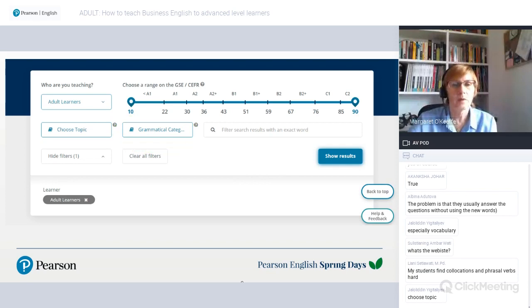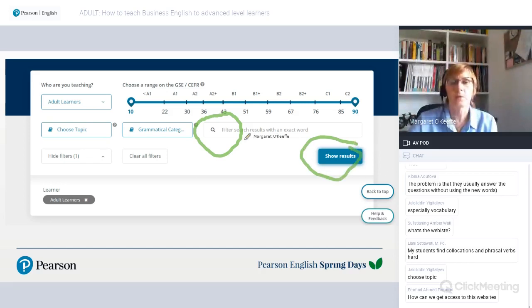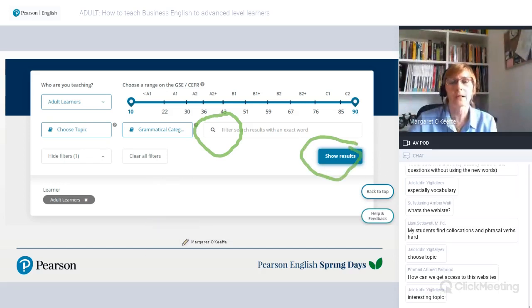well. Another alternative is to just key in a word that you want to find out the meaning. Again, look at meanings at different levels. You can click on show result to see what you get, and then down the bottom you will get pronunciation in British English and American English. You will get a definition, you will get an example sentence, and you will see what the GSE level is and what the CEFR level is.